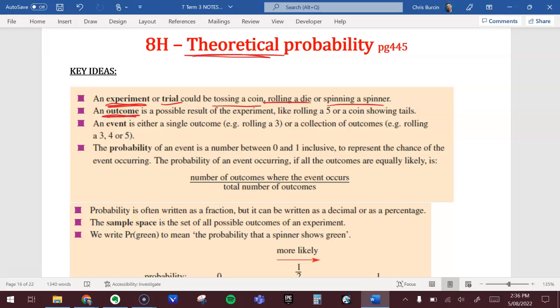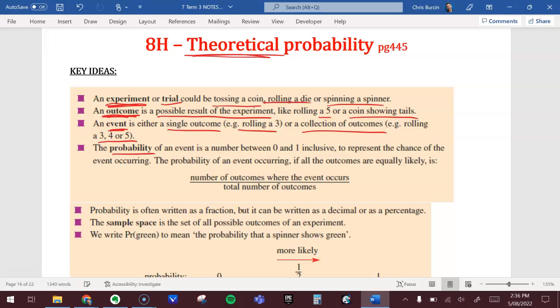The outcome, that's the word we use for the possible result of the experiment. So like rolling a 5 or a coin showing one of its two sides. An event can either be one thing, a single outcome, I rolled a 3, or an event can be a collection of outcomes. You keep rolling, and you do all that as one event.